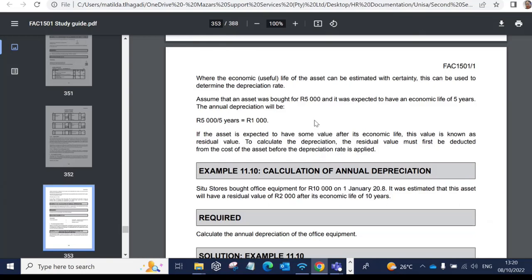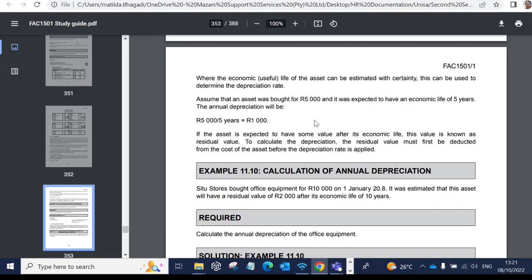So when you say 5,000 times 20%, how much do you get? 1,000. So how did I get 20%? Do you know how I got 20%? Yes, you're correct, I said 100 divided by 5.